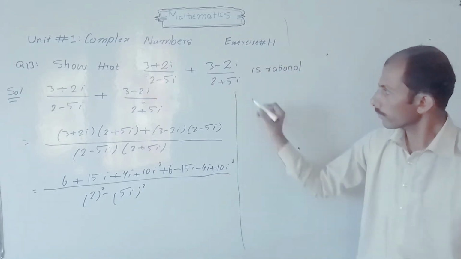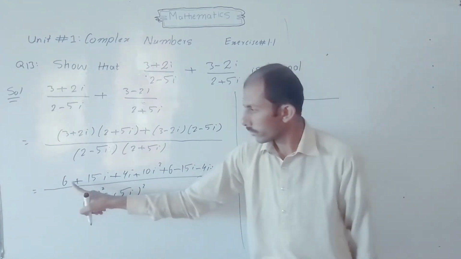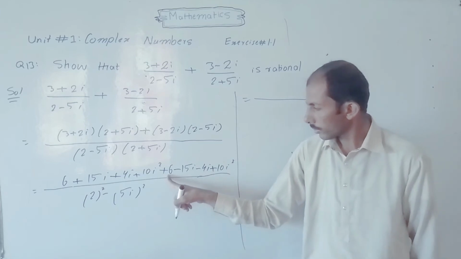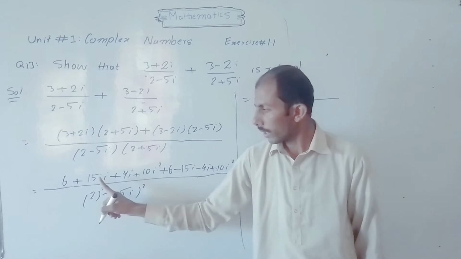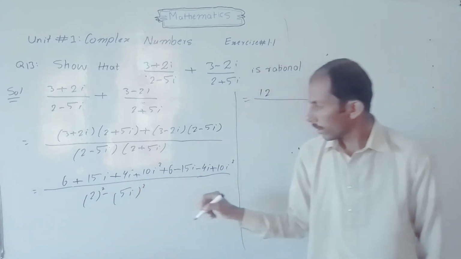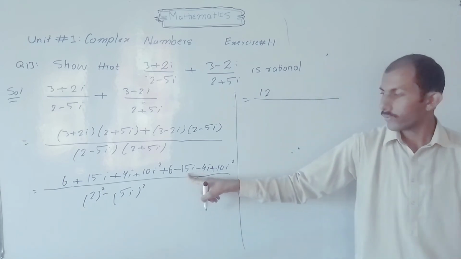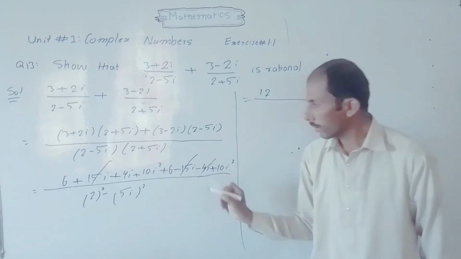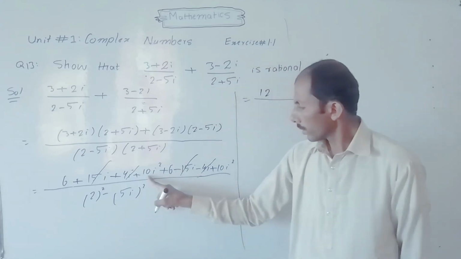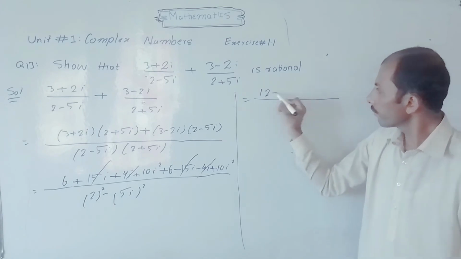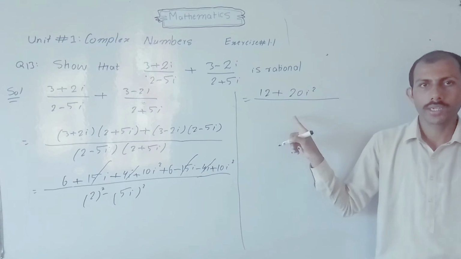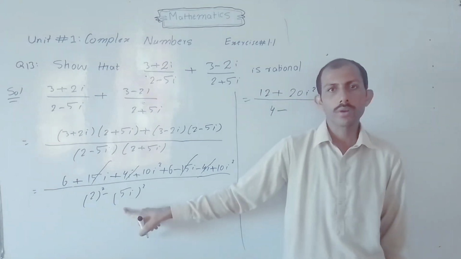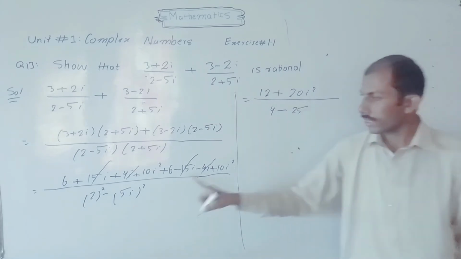Next, equal to 6 plus 6, 12. Next, 15 iota plus 4 iota is equal to 19 iota, 19 iota minus 15 iota; plus 15 iota minus 15 iota cancel. Next, 4 iota minus 4 iota cancel. 10 iota plus 10 iota is equal to plus 20 iota square. 2 square is equal to 4, minus 5 square, 5 5s are 25, iota square is equal to minus 1.